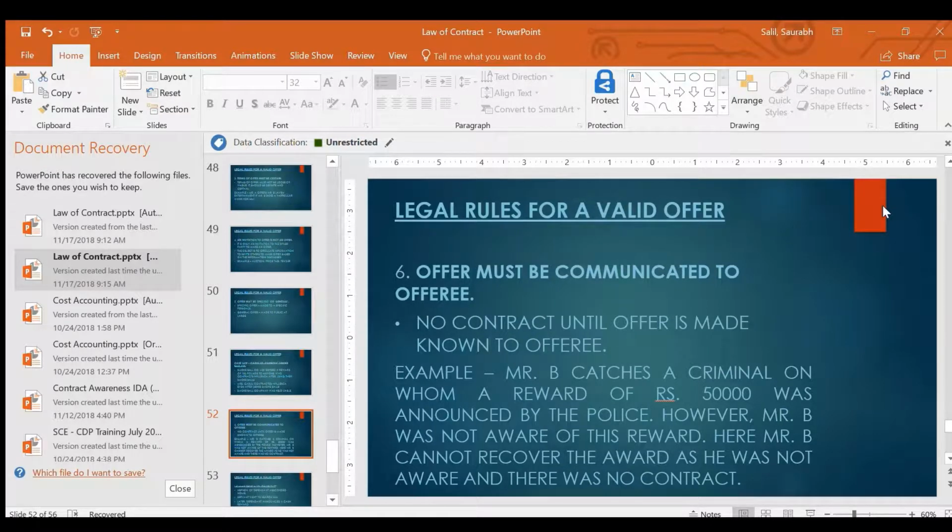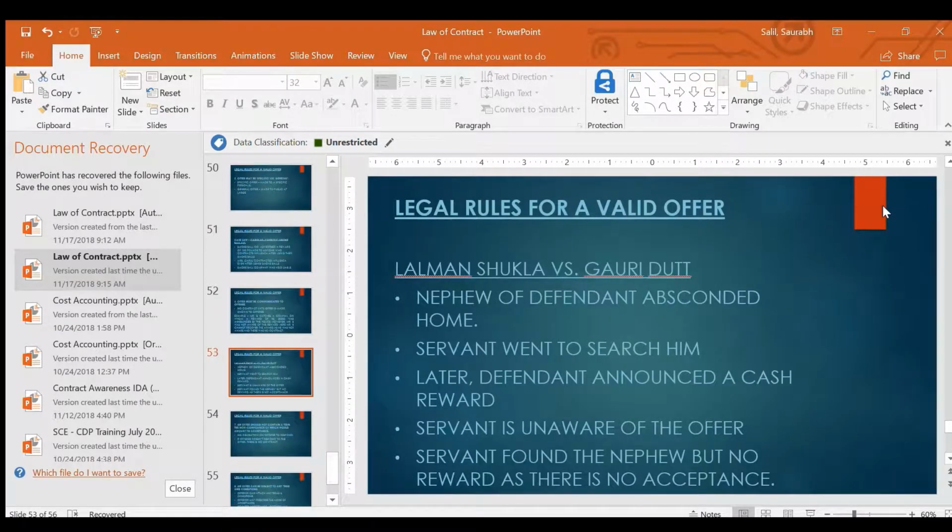And there is a famous case law here also. I'll just go through this one. The case is called Lalman Shukla versus Gauri Dutt. In this case, the nephew of the defendant absconded from home. The defendant sent his servant to search for him. After the servant left to search for the nephew, the defendant announced a cash reward. Before the servant became aware of the offer, he found the nephew and informed the defendant. Later, when the servant came to know about the offer, he asked for his cash reward, which the defendant denied.